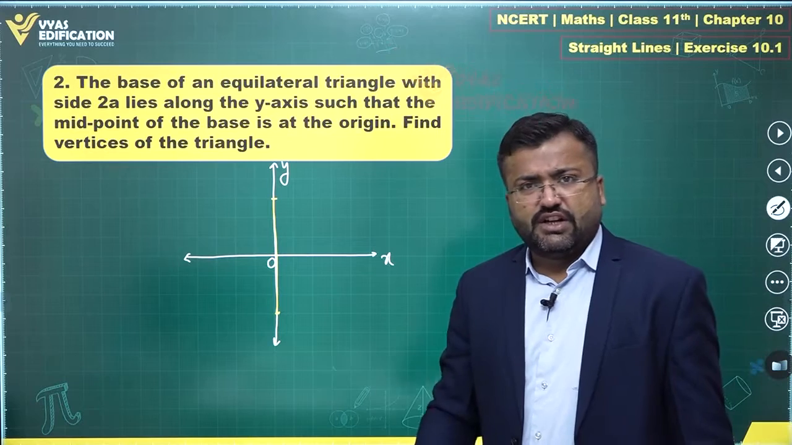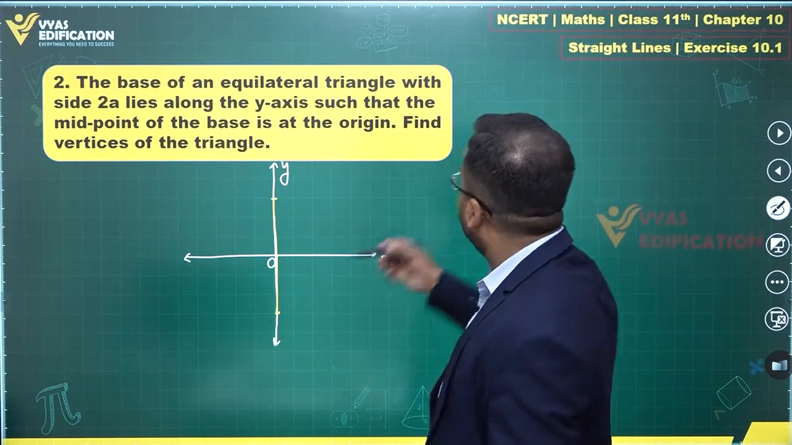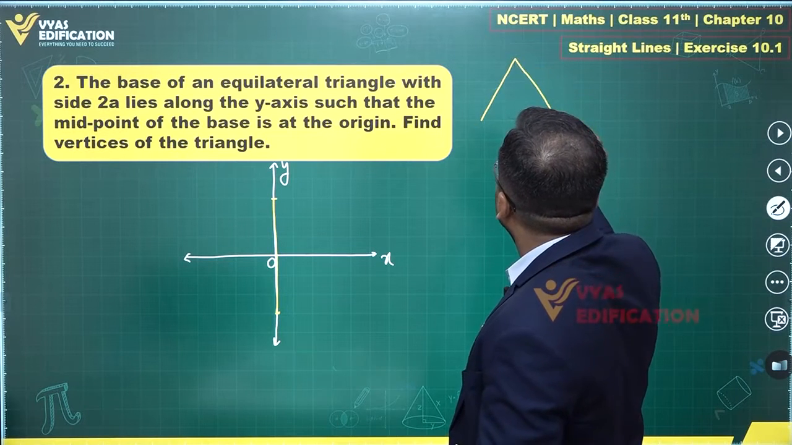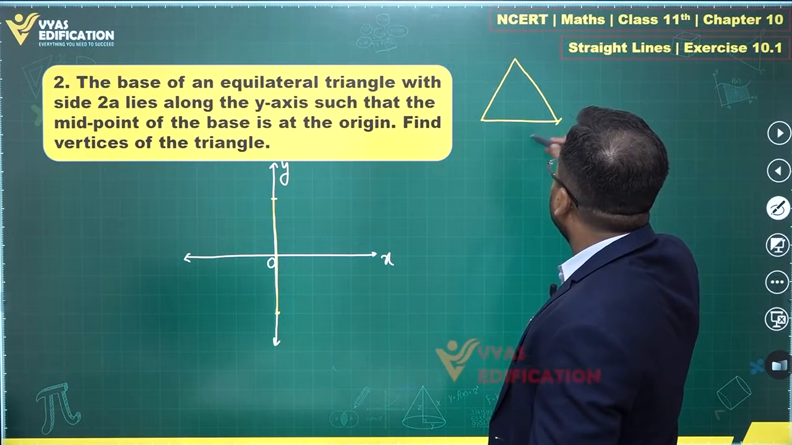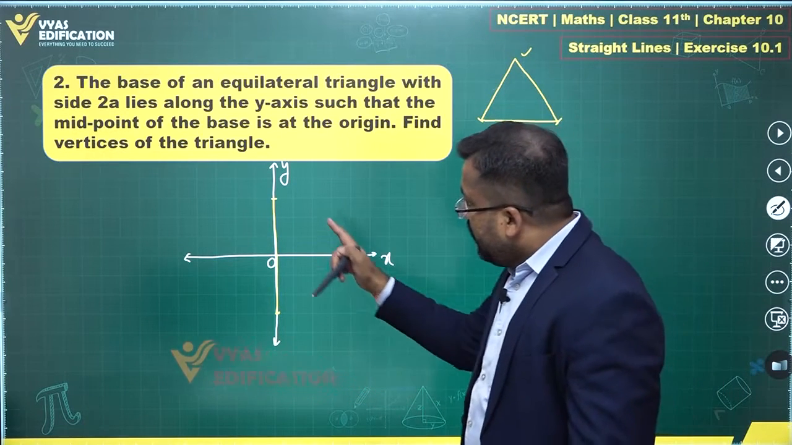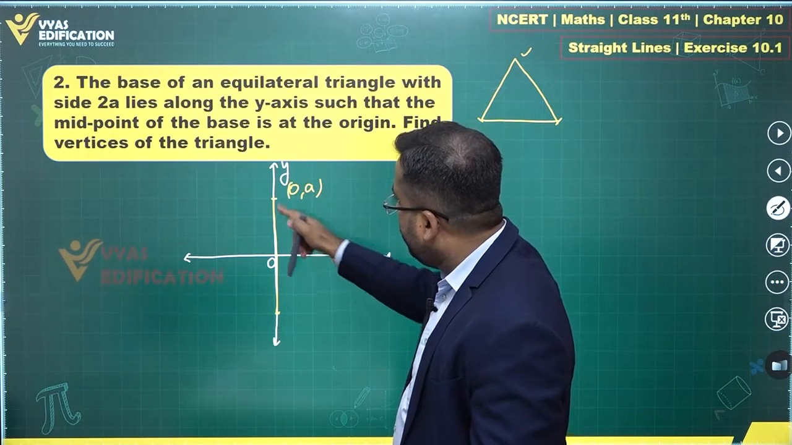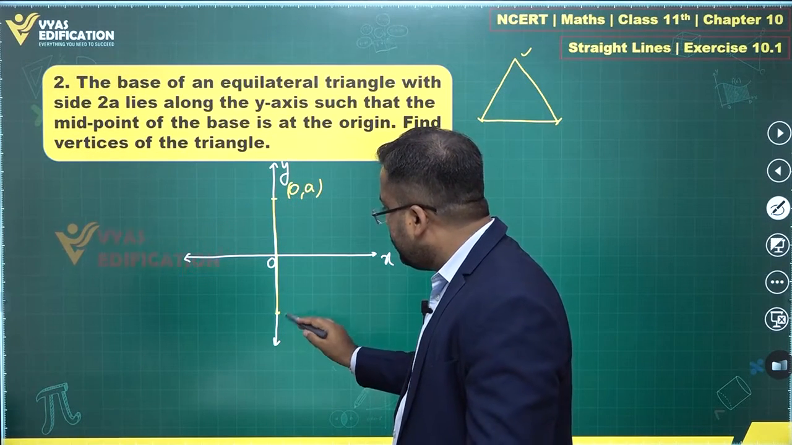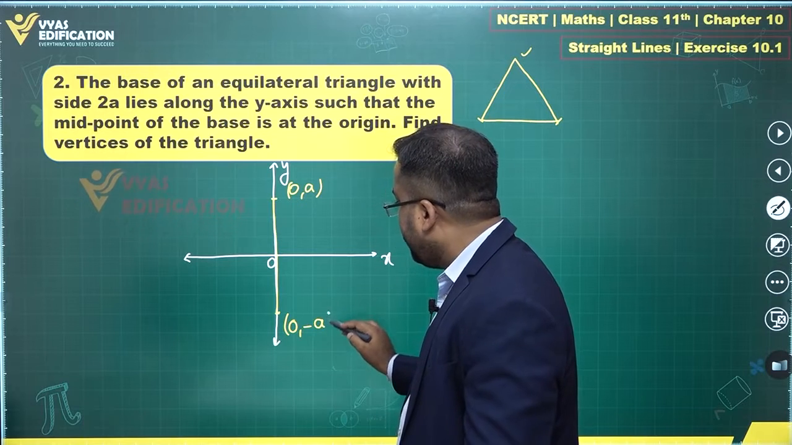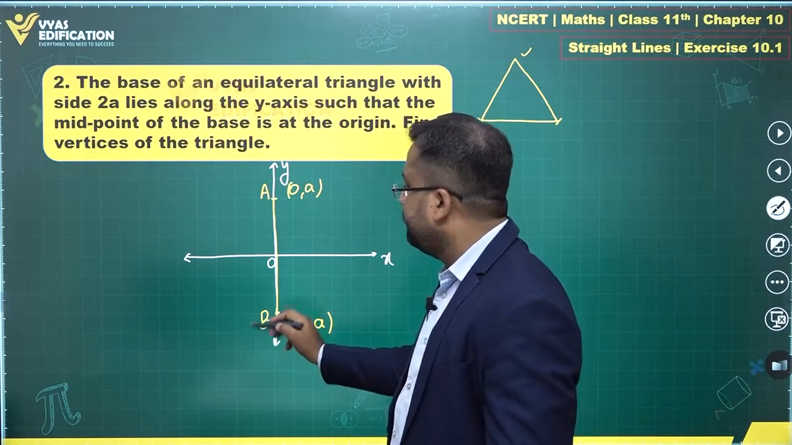Now for the vertices, we'll need another vertex, right? This is the base. So for an equilateral triangle, you need 3 vertices. If you are aware of the base, then you only need one more. The endpoints of the base are 0, a over here, since this distance is a and this distance is also a. This will become 0, minus a. These will be the coordinates of A and B.